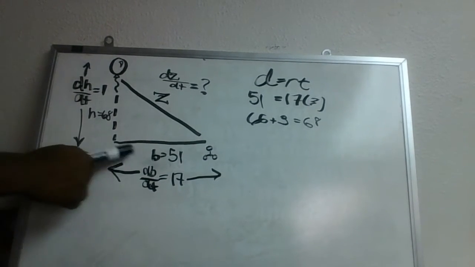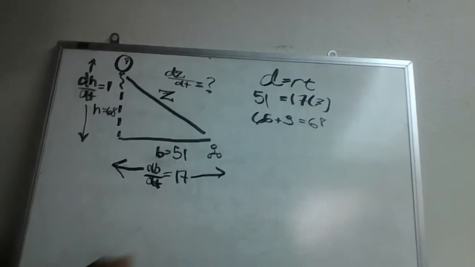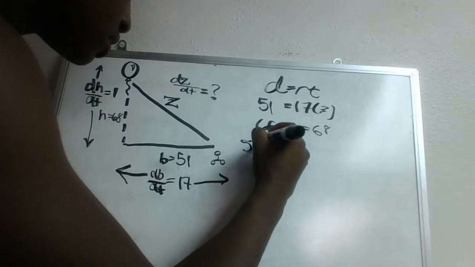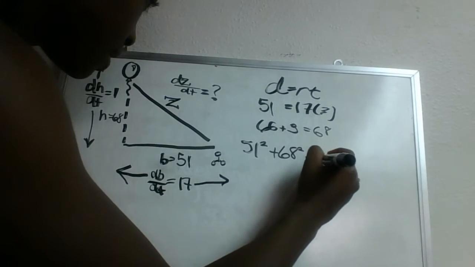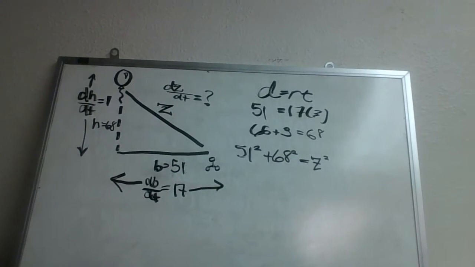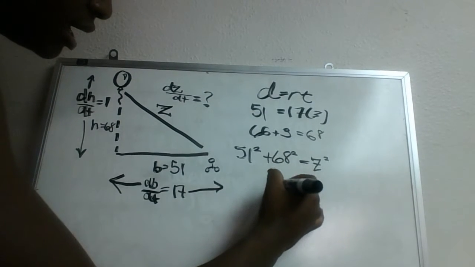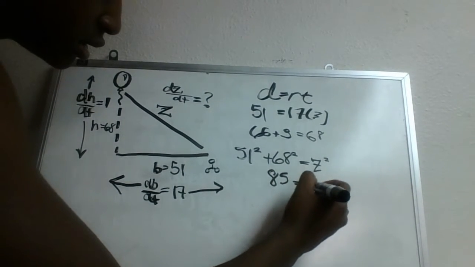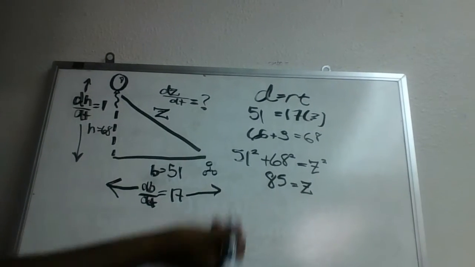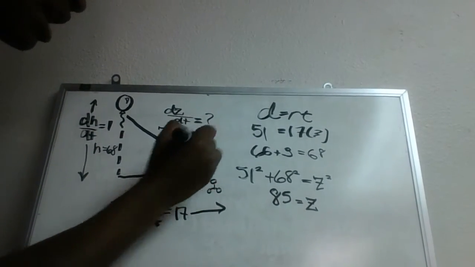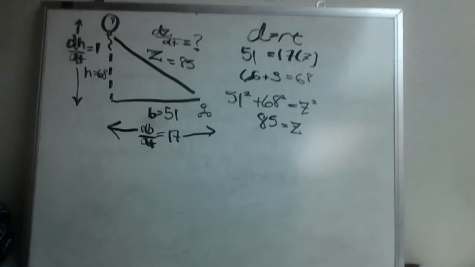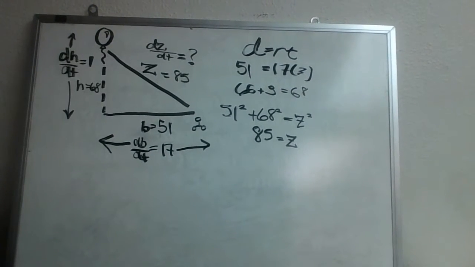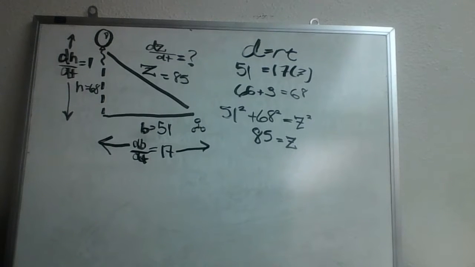So therefore we got all these, and we're going to use our Pythagorean theorem to find Z. This is going to be 51 squared plus 68 squared equals Z squared. And this is going to give us 85 equals Z. So therefore our Z equals 85. We have all of the information to figure out what is dz over dt. We just have to find the formula we're going to use to find dz over dt.